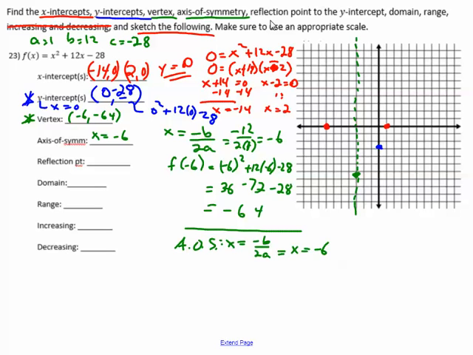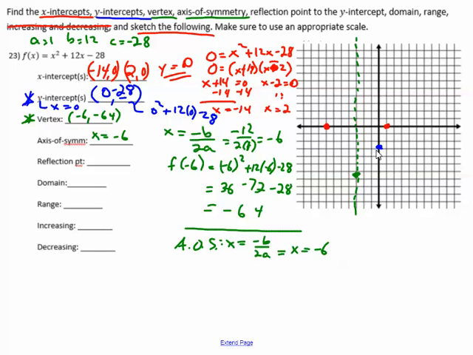Now I'm going to take that reflection point to the y-intercept, and then we'll find our domain and range after we sketch all the stuff. So I've got my reflection point. After that, we've got some information down here. So find the reflection point. The reflection point is the reflection of this blue point, this y-intercept.